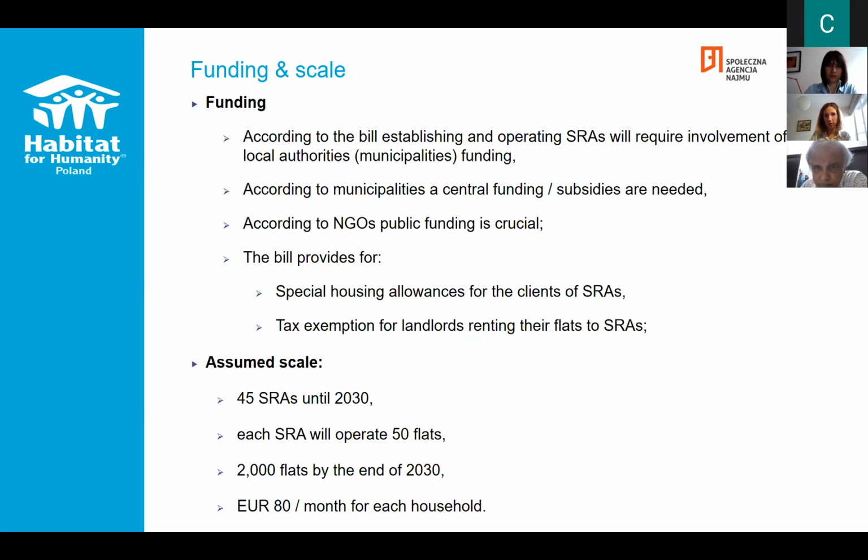So we are still working on a draft, and what I'm going to talk about are the key elements of the draft regulation. It's not a binding law in Poland yet. According to the bill, social rental agencies will be a municipality's initiative. So the municipality will decide on establishing an SRA. The municipality will decide who may benefit from this offer, who might be the clients, and what would be the criteria to choose clients. And it will also be the municipality's financial obligation to run the social rental agency.